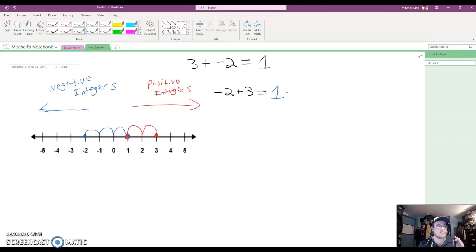So just remember, you can use the number line. You just have to remember you're adding, and then whatever sign the other number is, you go in that direction. If it's a negative number, you're going to go in the negative direction. If it's a positive number, you're going to go in the positive direction. So remember, the sign of the second number will be the direction you go in.